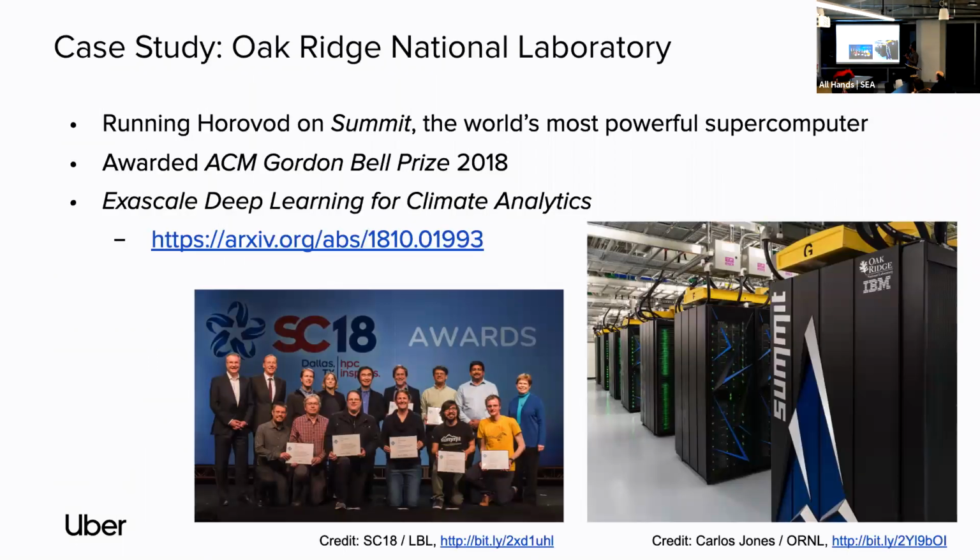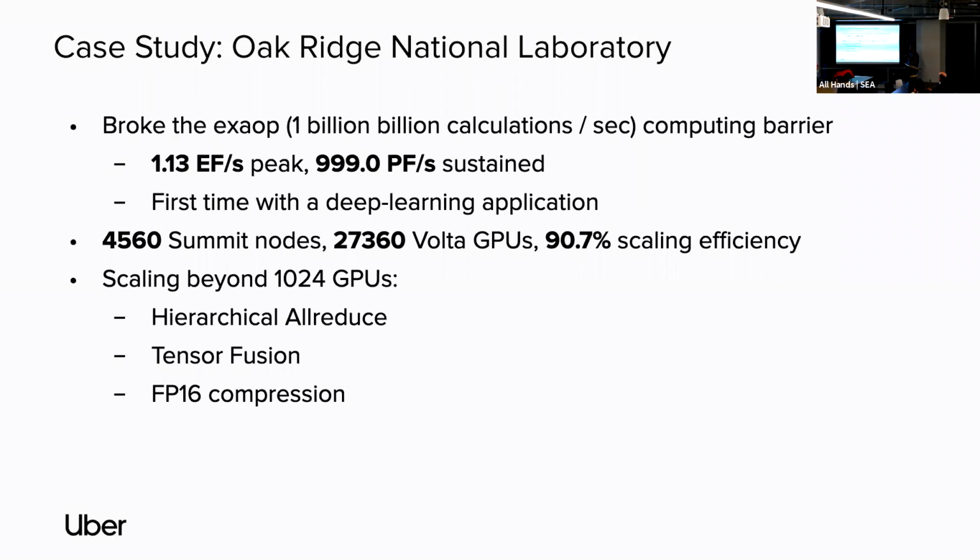Last year, Oak Ridge National Lab basically used Horovod on their supercomputers. They have a paper that's interesting to read, Exascale Deep Learning for Climate Analytics. And they were able to scale to very crazy numbers: 4,560 Summit workers, beyond 1,024 GPUs. So there's really no limit, and you can scale as much as you want. They actually got a very impressive efficiency, 90.7% scaling efficiency as well.